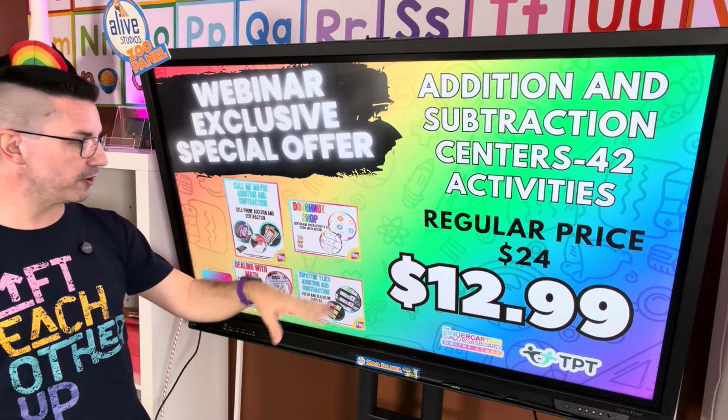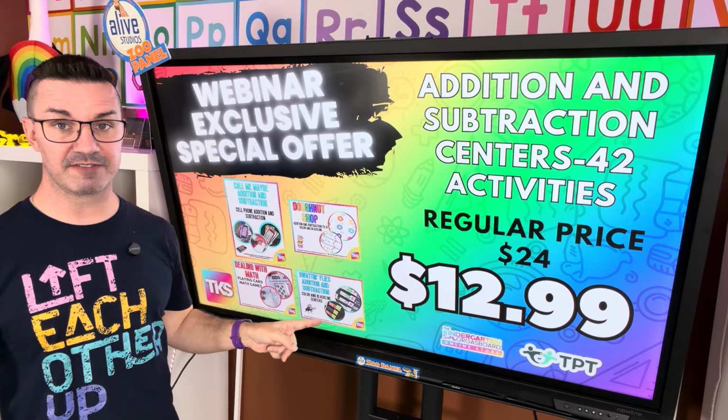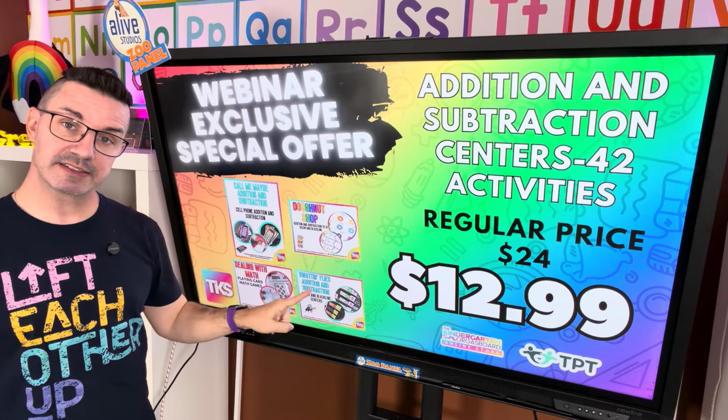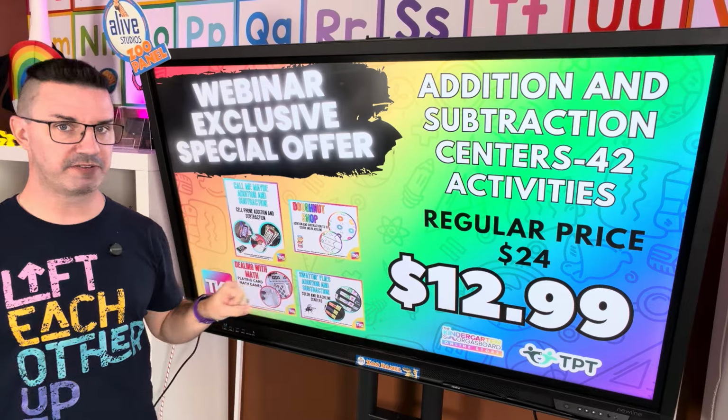So you get all 42 of those, including some donut fun and swatting flies. The kids love these. These are in black line, and if you print them on neon cardstock, they glow under a black light. So they're perfect for glow day.